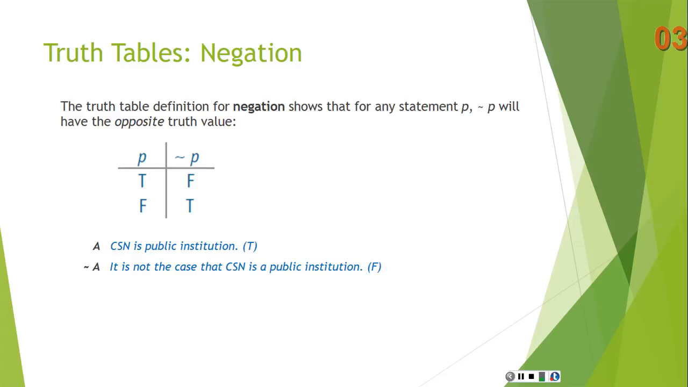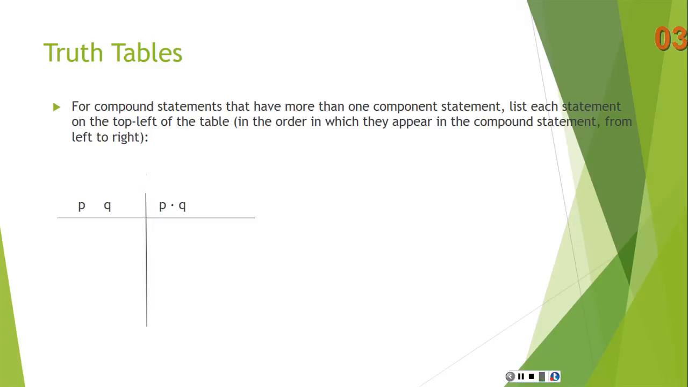So is the conjunction, though the conjunction gets a little more complicated. Before moving on to conjunction, I want to show you how to construct a truth table for a compound statement that has more than one component statement. As an example, we have P.Q. This is a compound statement that has more than one component statement, the component statements being P and Q.